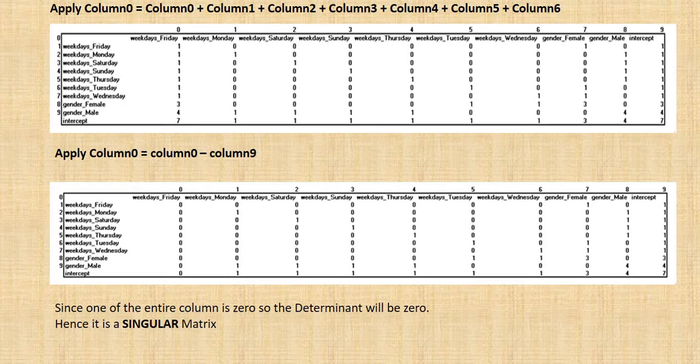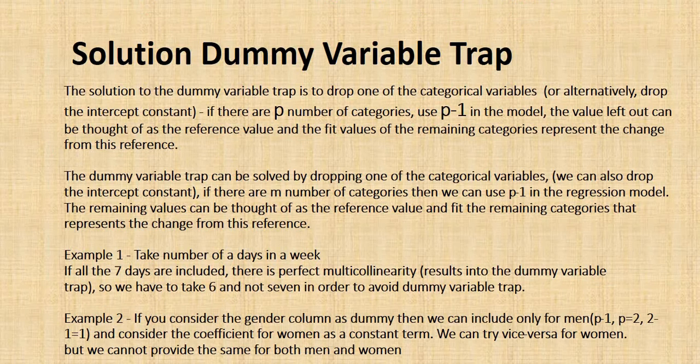Till now we have learned this. Now we will learn what the solution for the dummy variable trap is. The solution to the dummy variable trap is to drop one of the categorical variables, or alternately drop the intercept constant. If there are p number of categories, use p minus 1 in the model. The value left out can be thought of as a reference value, and the fit values of the remaining categories represent a change from this reference.